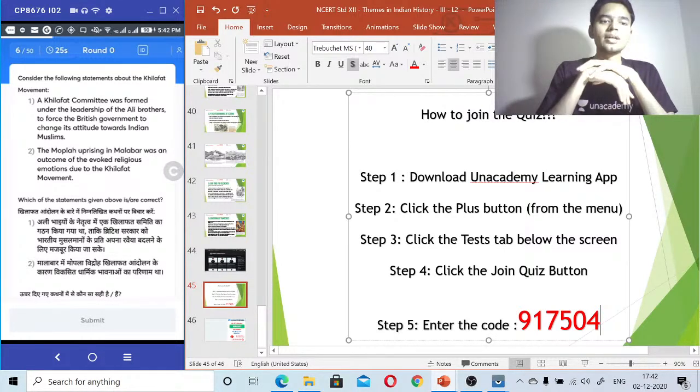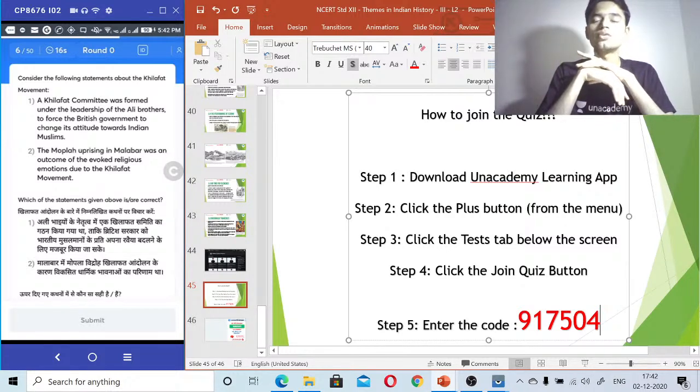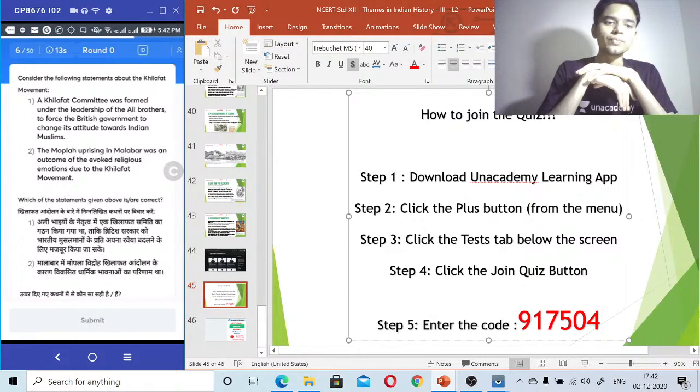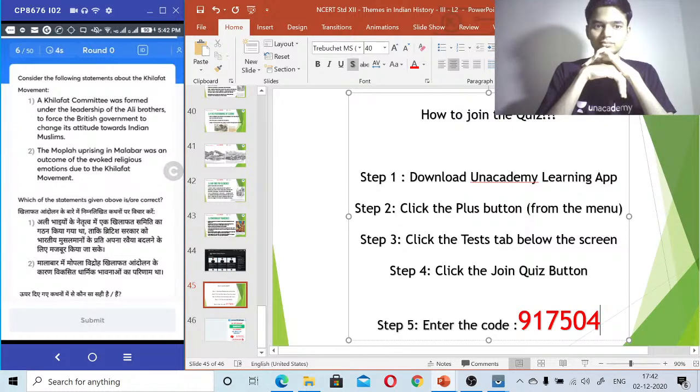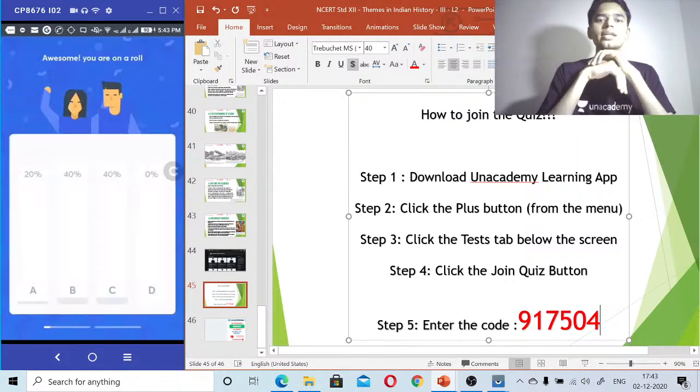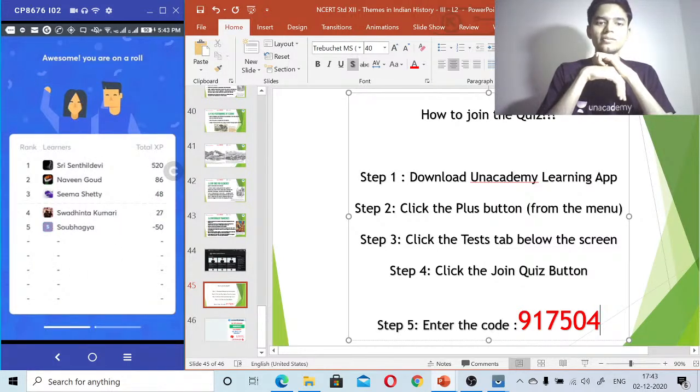Question 6. Consider the following statements about Khilafat movement. 1. Khilafat committee was formed under the leadership of Ali brothers to force the British government to change its attitude towards Indian Muslims. 2. The Mopula uprising in Malabar was an outcome of the evoked religious emotions due to the Khilafat movement. Choose the correct answer. Question number 6. Simple question. Correct answer option 1 only. Okay, 20% of you got that.